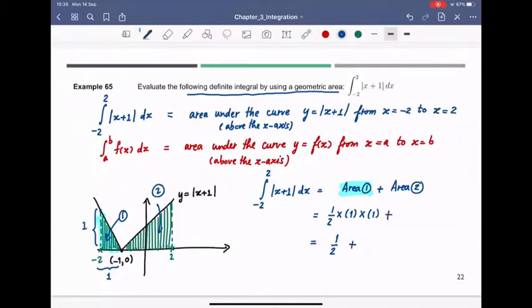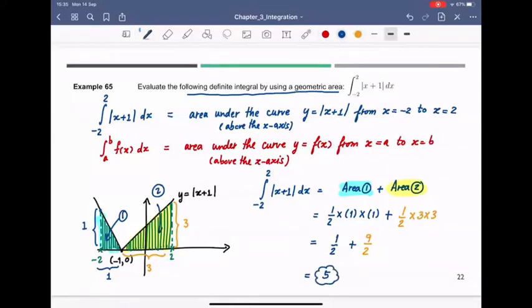Well, what about the area that I highlighted in yellow here? So that is going to be what? Let's look at that. This is going to be 1/2 times base. The base here is 3, right? The length of 3. And the height here is also 3, right? So that means 1/2 times 3 times 3, which is going to be 9/2. And then when you add them up, you get 5. So this is your answer.